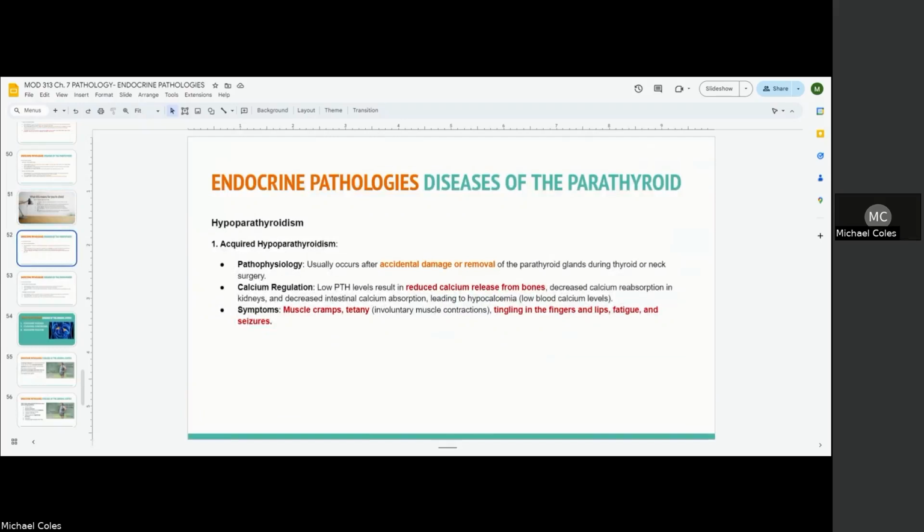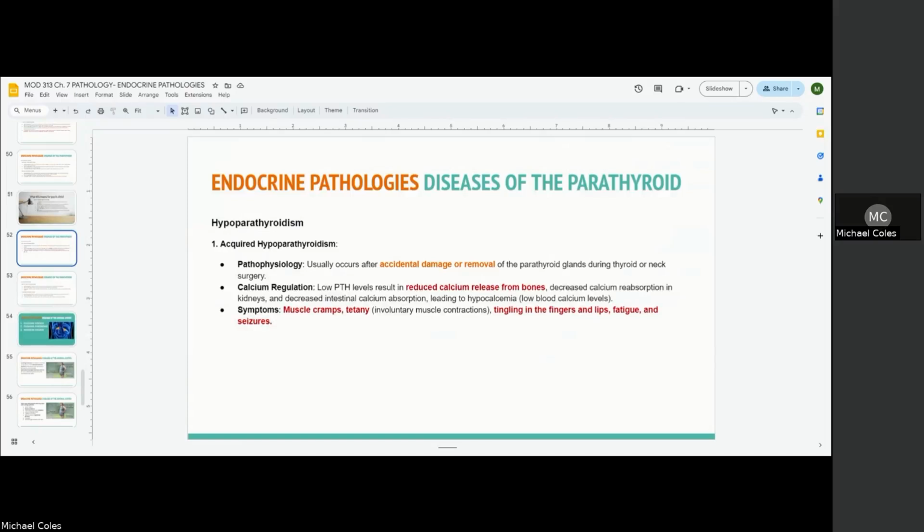So hypo, down regulation, underproduction. This is usually from damage, or if the parathyroid glands are removed, then obviously they can't do their job to regulate the calcium. So the calcium can't be released from bones. And then if it can't be released, then you're not going to have enough calcium to then be reabsorbed into the kidneys and then into the bloodstream, and your body can't cycle enough calcium.